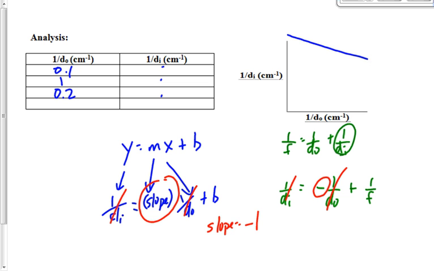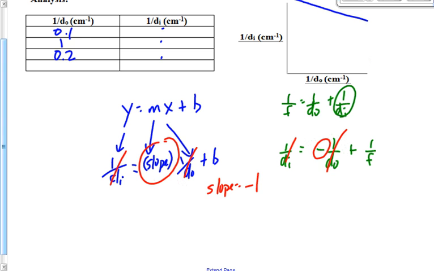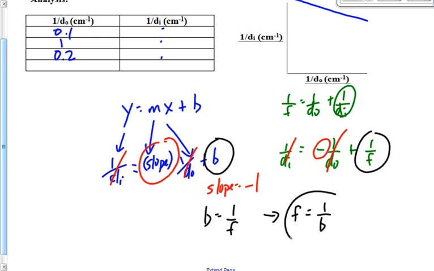That's not what we're going to use to prove the thin lens equation is valid. Rather, what we're going to use is the y-intercept. The y-intercept of this graph is 1 over the focal length. So the focal length will therefore be 1 over the y-intercept. So calculate the focal length. Why would we do that? Why would we calculate it? We already measured the focal length, right? Why would we try to calculate it here?